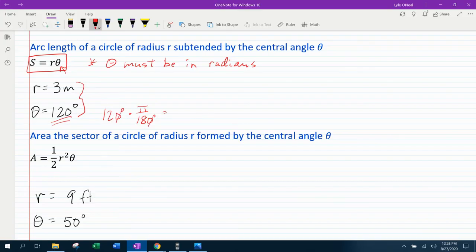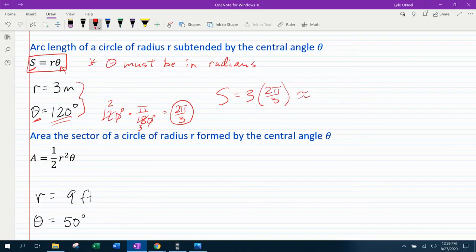And I'm going to simplify manually, dividing by 10. What goes into 12 and 18? 6 does. 6 times 2 is 12. 6 times 3 is 18. And so that's going to give me my theta as a radian. And then I can solve for the arc length, which is S. S is the arc length. That's going to be R times theta.